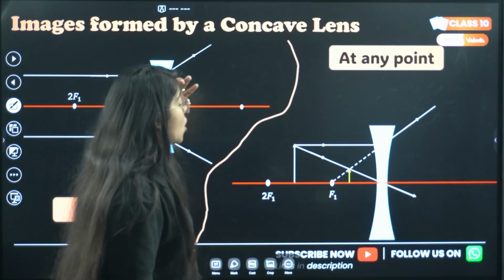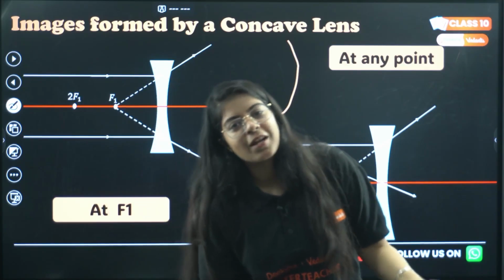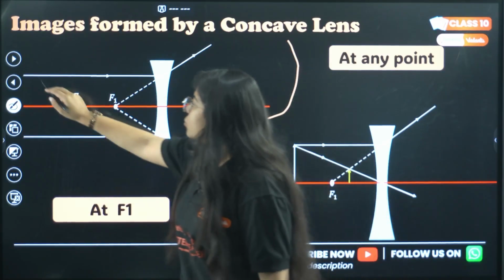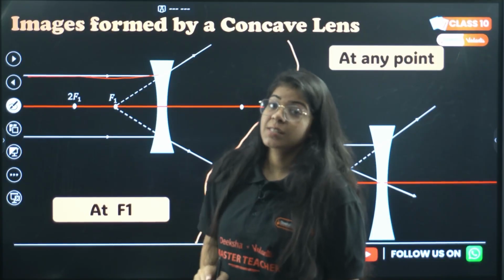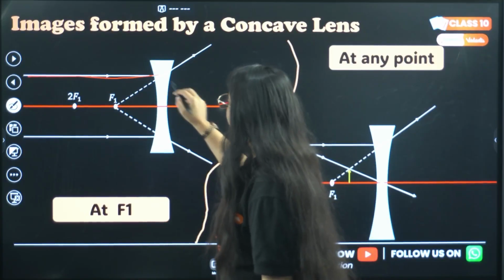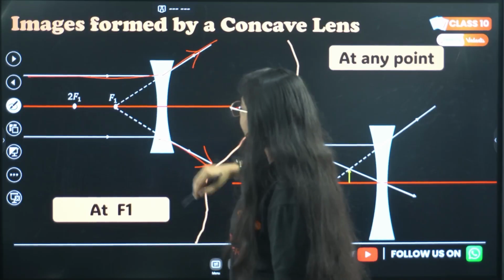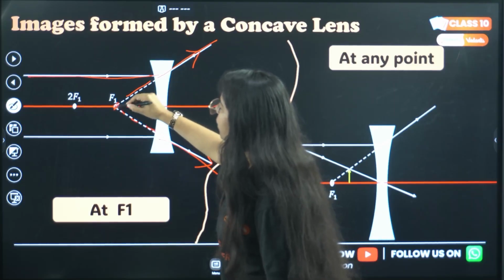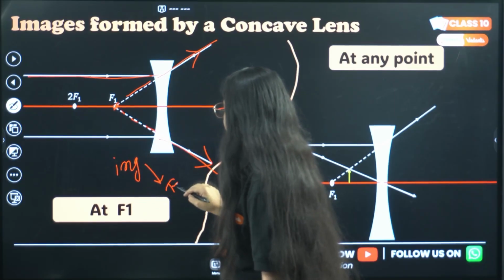Now concave lens also has just two cases, just like convex mirror. First, the object is at infinity, so rays are coming, and just like convex mirror, instead of converging, they get diverged, they go away. So what we do is we extend them back, and we see that they are meeting at focus. So my image is being made at focus in this case.